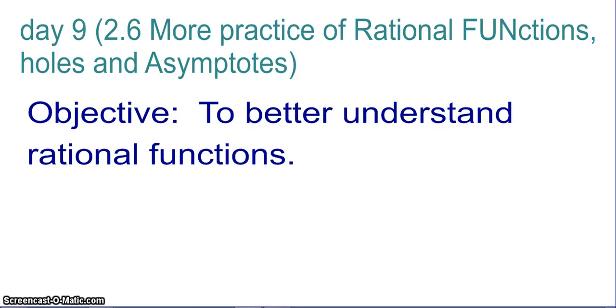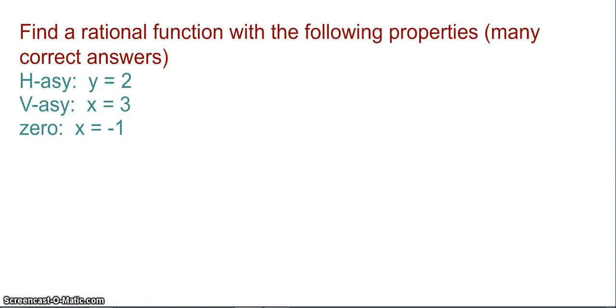Alright, today we're going to finish up section 2.6, 2 quick examples, and then we'll be done. So first, I want you to find a rational function with the following properties. It needs to have a horizontal asymptote of y equals 2, a vertical asymptote of x equals 3, and a 0 of x equals -1.